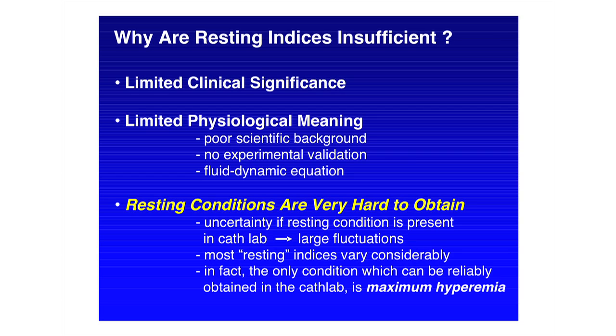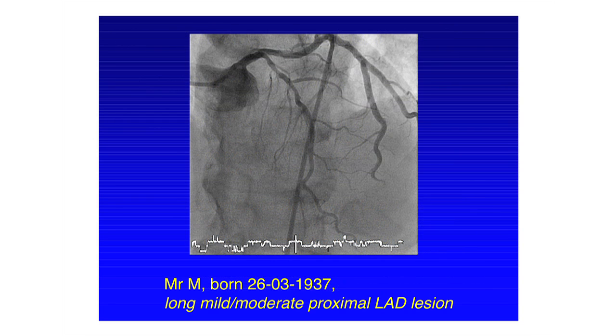And the other point which is important to realize in this context, apart from all other arguments, is that in fact resting conditions in a cath lab are very hard to obtain. You never know if a resting condition is present. There are large fluctuations in what we call resting. And in fact, the only condition which you can reliably achieve in a cath lab is maximum hyperemia. I would like to give you an example of that.